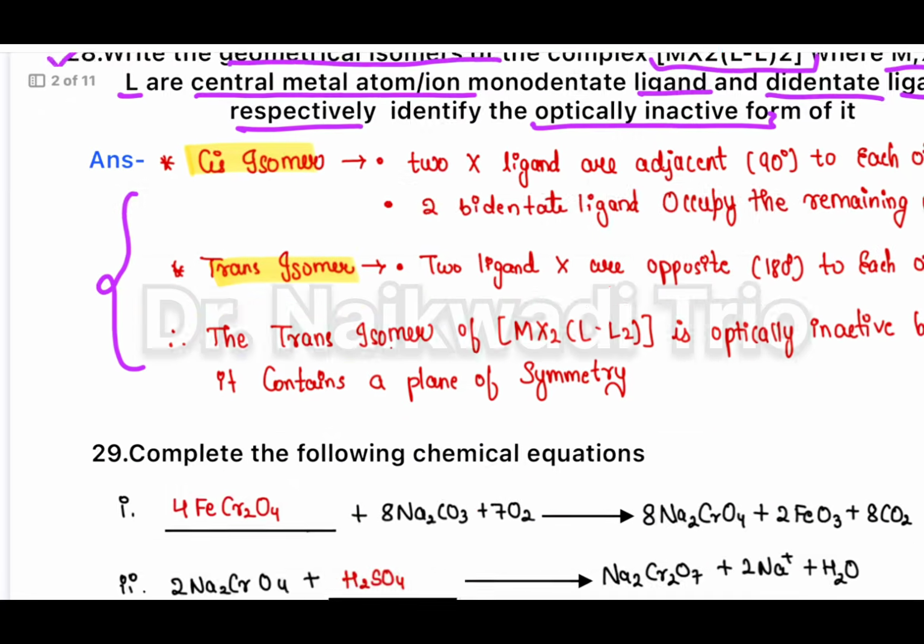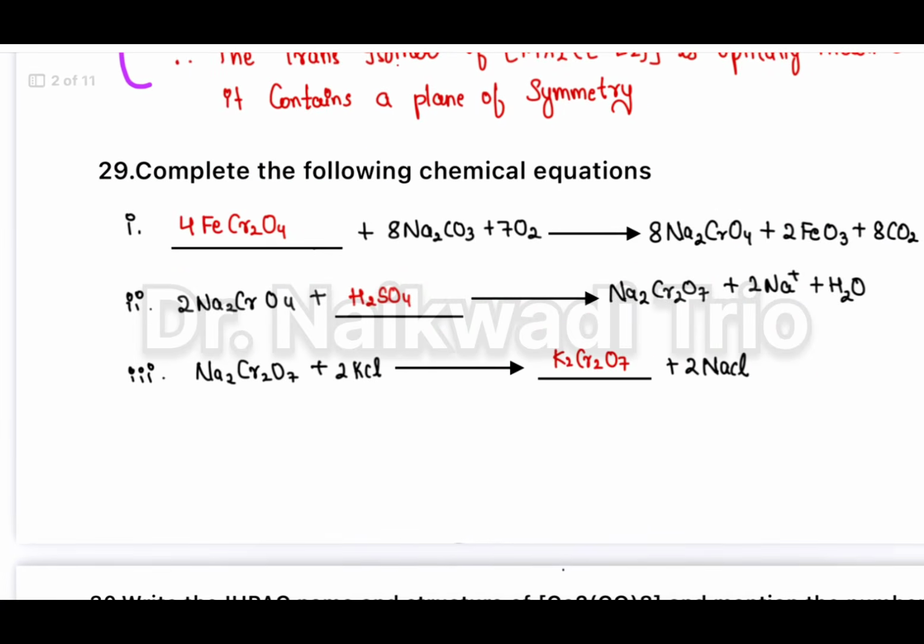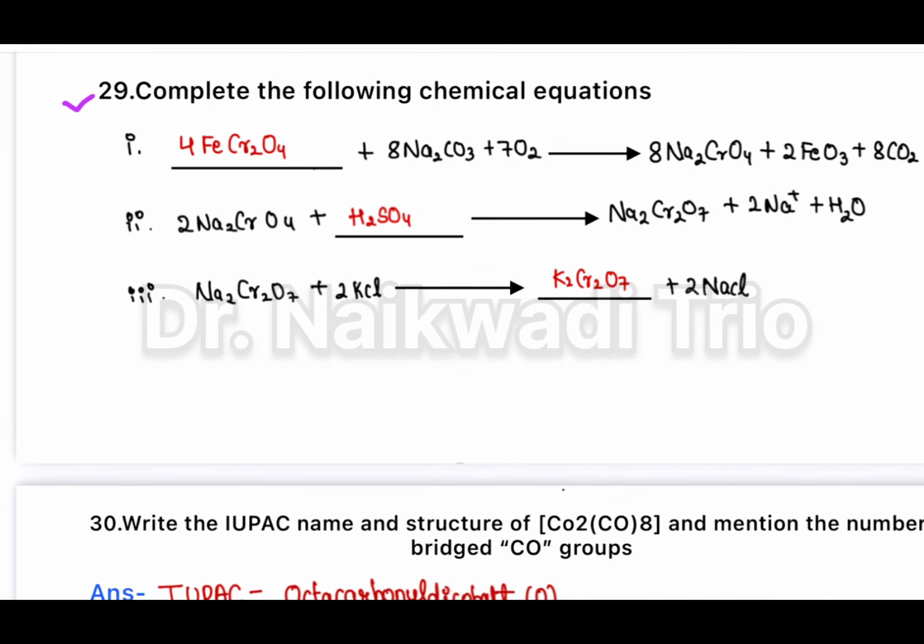Next is the 29th question. Here you have to complete the reaction. This is the same question which we have also discussed. Here they have asked it as fill in the blanks. First is the conversion of potassium dichromate. This is a reaction of conversion of potassium dichromate. The part which I have underlined, you have to write that equation.